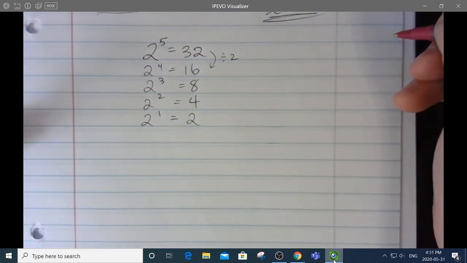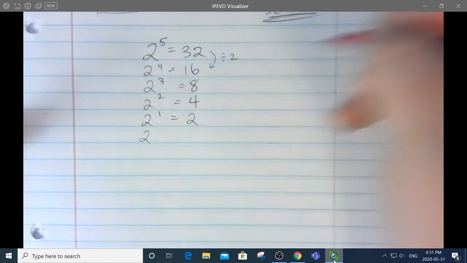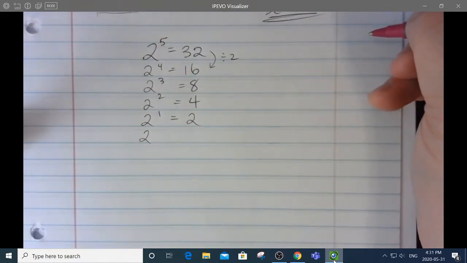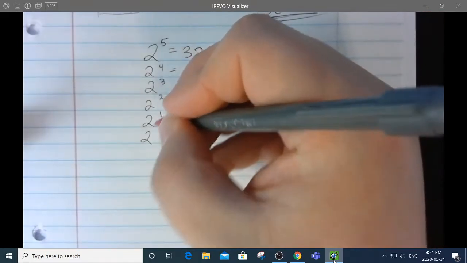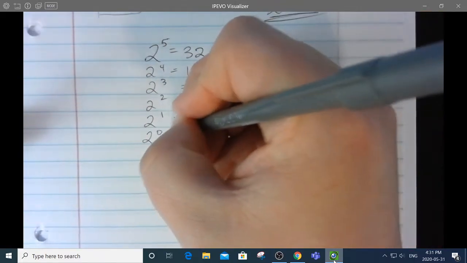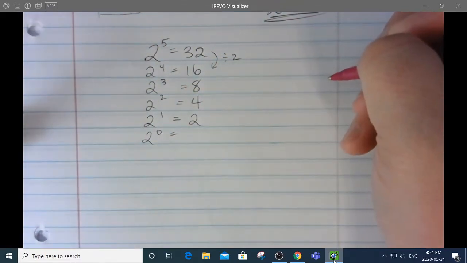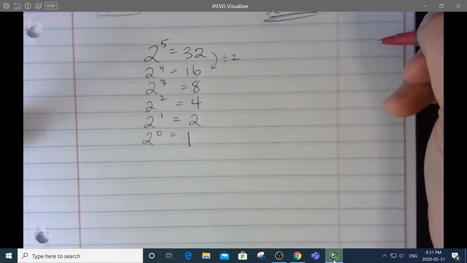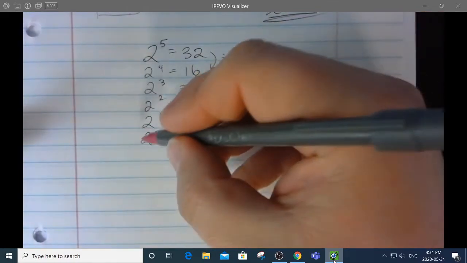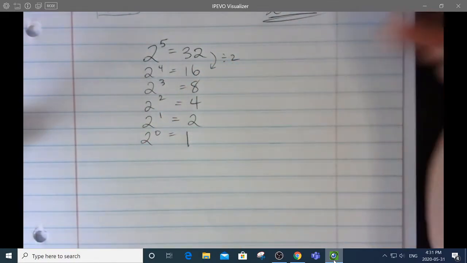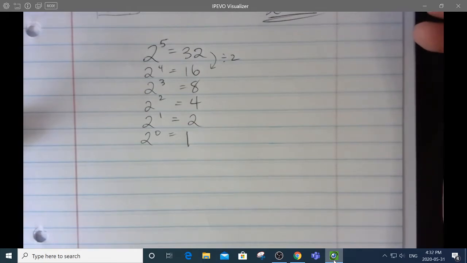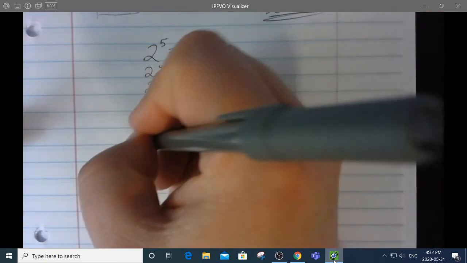And now, what happens on the left in the next one if I keep the pattern going? Well, 1 minus 1 is 0. And 2 divided by 2 is not 0, it's 1. So, once again, anything to the power of 0 has to be 1. So the reason I bring this up is, what if we kept going? What's the next number in the pattern on the left?